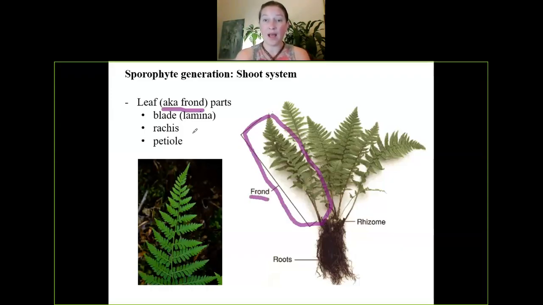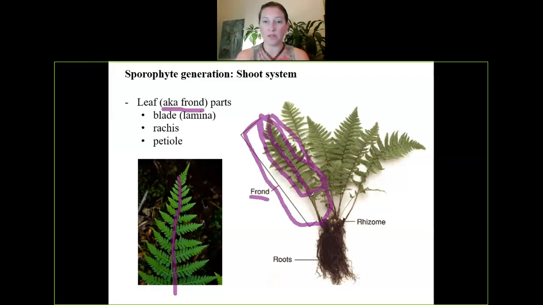And each leaf will have on it a lamina or a blade. Either one is fine. Lamina or blade, that's this green portion here. A rachis, which is what would have been the midrib or the mid vein. So that's this part right here. I can draw it better maybe on this here. Here's the rachis, right? And then the petiole, which is basically the stem of the leaf, right?